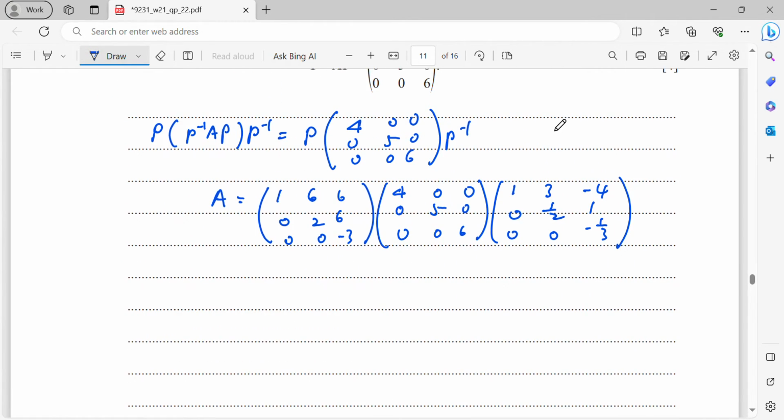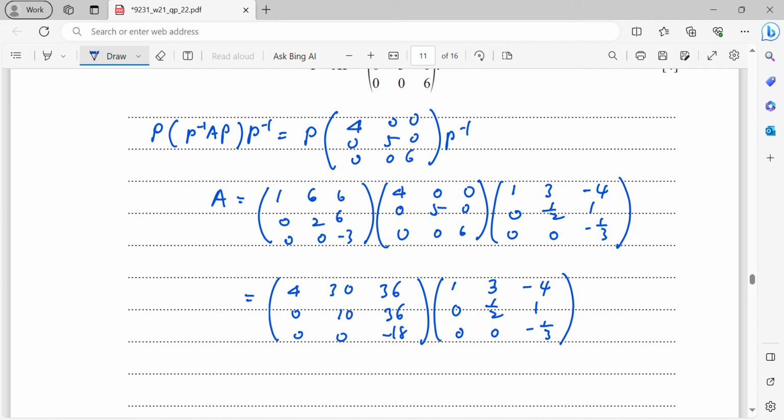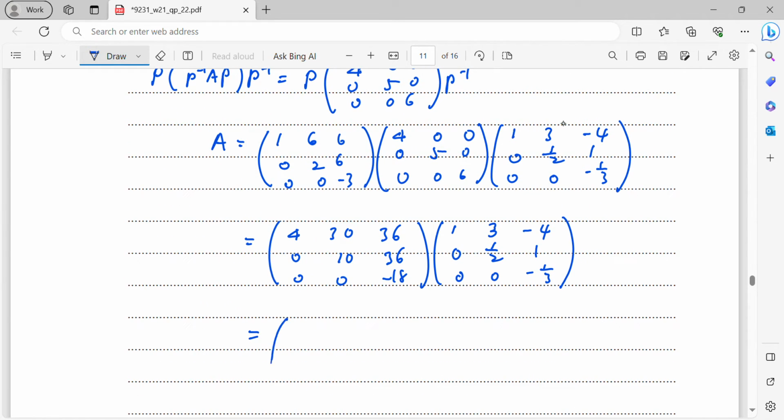Okay, then now when you do expansion, I expand the first two matrices, you will be getting 4, 30, 36, 0, 10, 36, 0, 0, minus 18, then multiply with 1, 3, minus 4, 0, half, 1, 0, 0, negative 1 over 3. So when you do expansion here, at last you will be getting 4, 3, 2, 0, 5, negative 2, 0, 0, 6. Okay, so that's the matrix A.